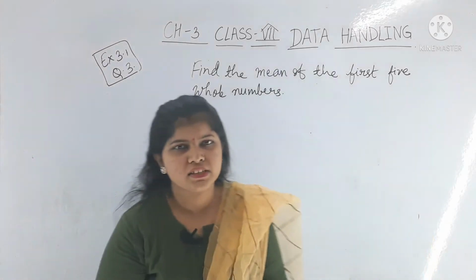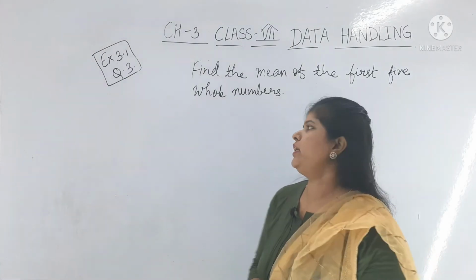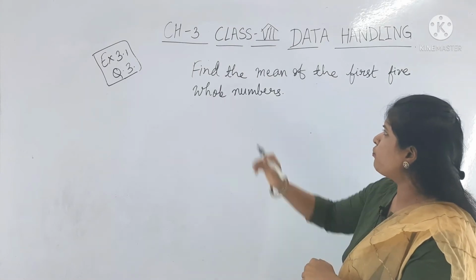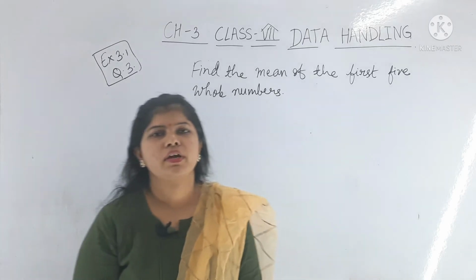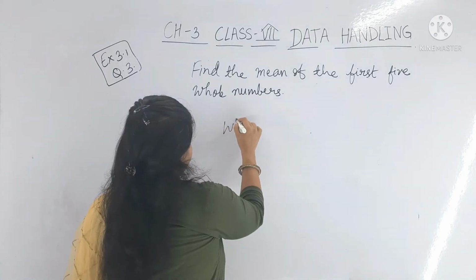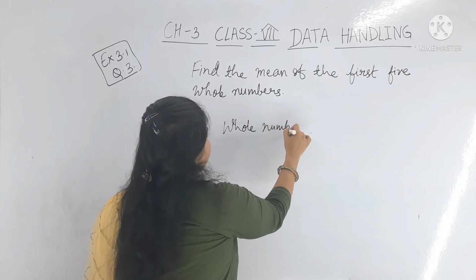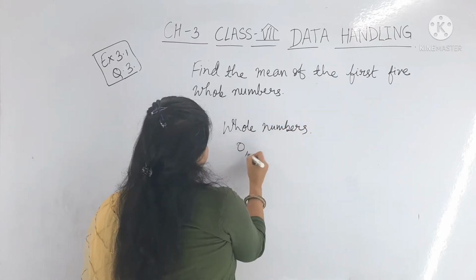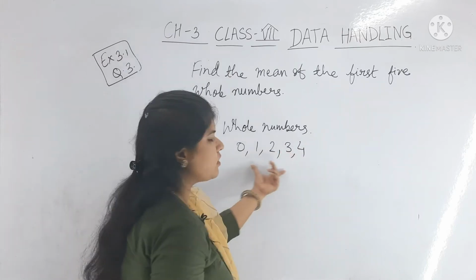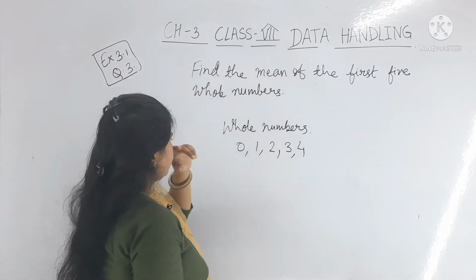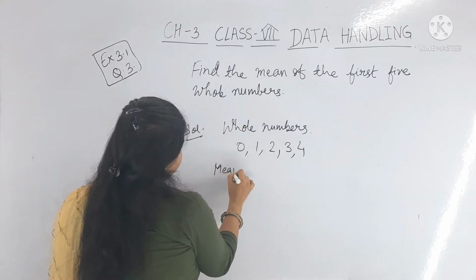Okay students, next is question number 3 of exercise 3.1. What is the question? You have to find the mean of the first 5 whole numbers. You know what whole numbers are, okay. Whole numbers start from 0. So 0, 1, 2, 3, 4. These are the 5 numbers we have, and you have to calculate the mean for that.